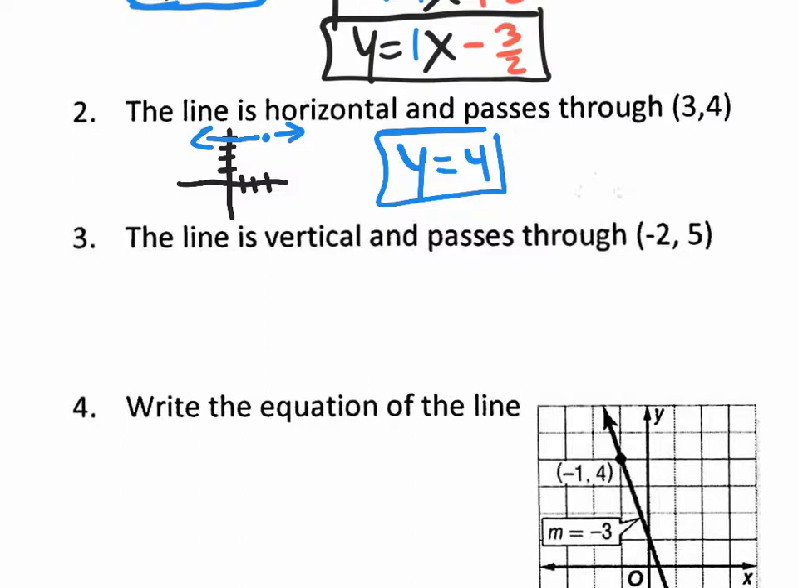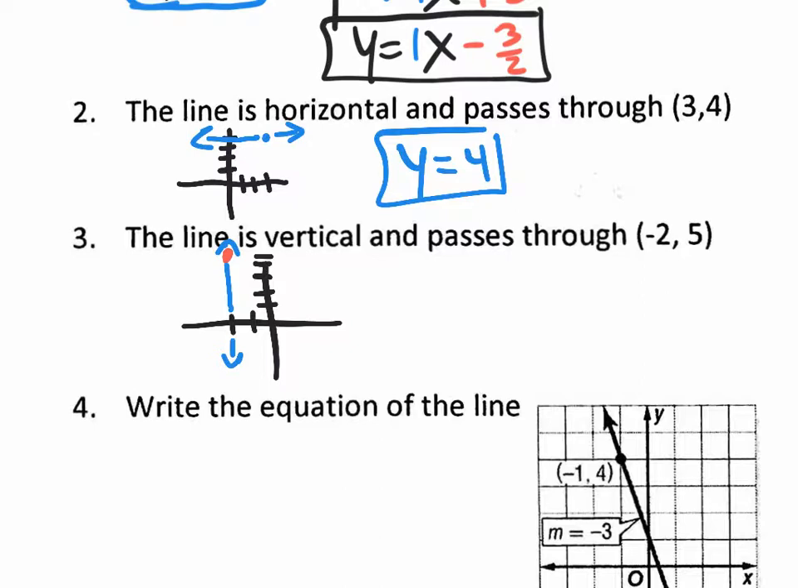The line is vertical and passes through -2, 5. If you're confused, go ahead and sketch it. So -2 on the x, 1, 2, 3, 4, 5. It's way up here, -2, 5. And it's a vertical line. What does that mean? Up and down. So there's a vertical line going right through that coordinate, -2, 5.